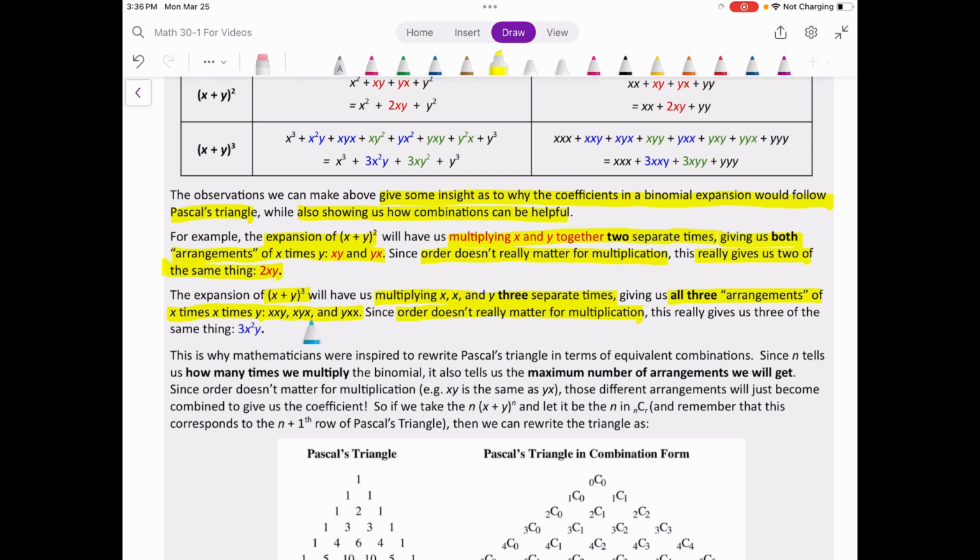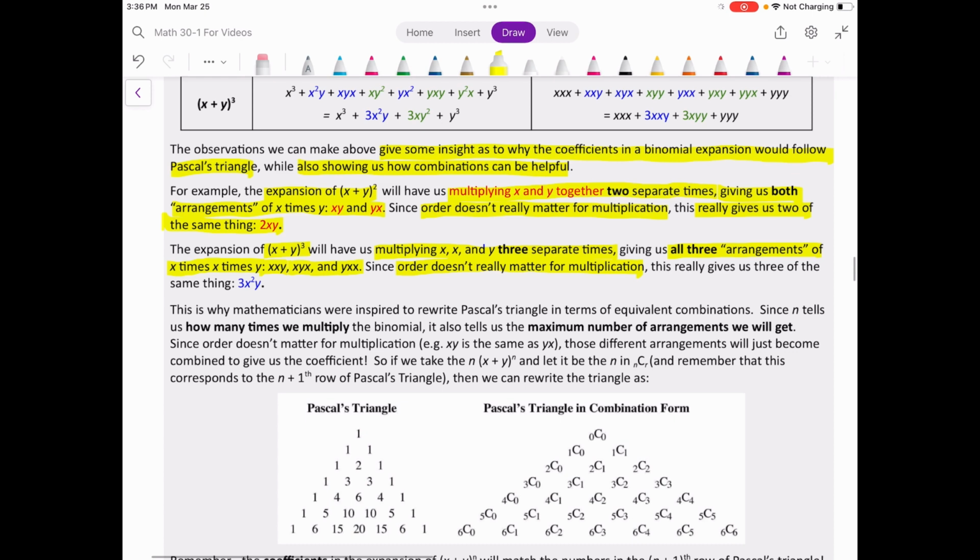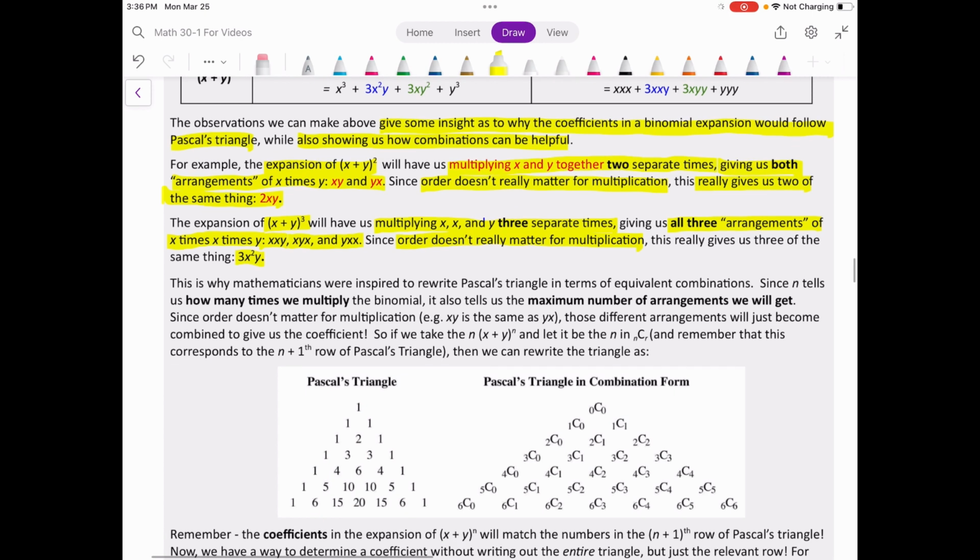Because at the end of the day, these are all just x squared y's. Sure, you can look at them as being ordered differently, but there's three of the same thing. And so that gives us a coefficient of 3 when we collect like terms and simplify. And so this is why mathematicians were inspired to rewrite Pascal's triangle in terms of equivalent combinations.